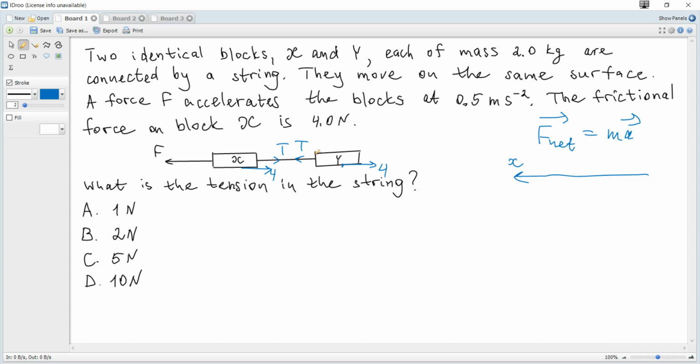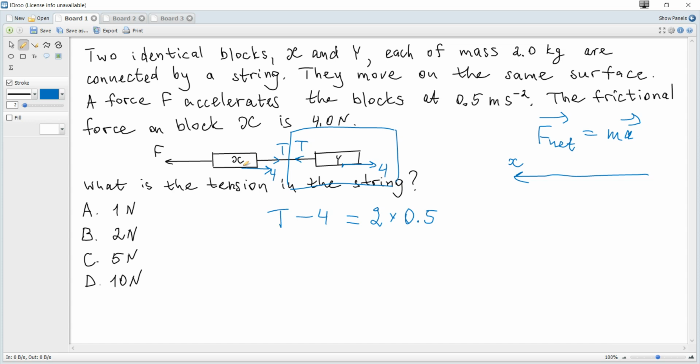And let's consider the second Newton's law for Y. So the projection of T on the x-axis, it's parallel and in the same direction, so it's T. The 4 is parallel but in the opposite direction, so minus 4. Its component, or its projection onto the x-axis, is negative 4. And it is equal to ma, the mass of Y, it's 2 times 0.5, because they have the same acceleration.